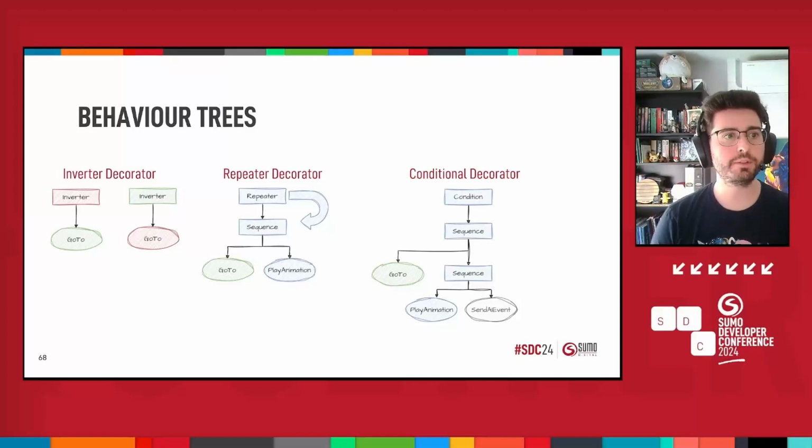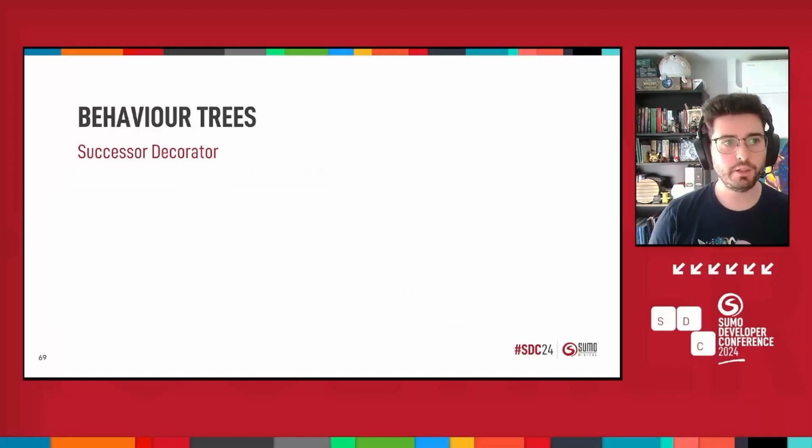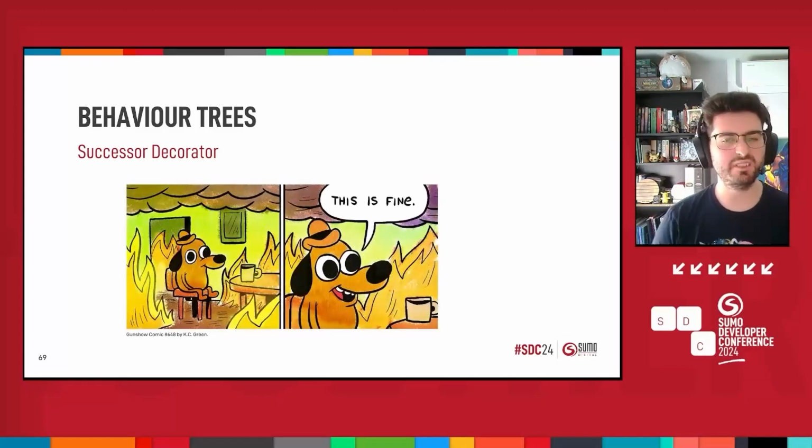A few examples of this, we have the inverter decorator. This just inverts the result status of its child node. So if it's success, it will return failure and vice versa. The repeater decorator will repeat the child node a predetermined amount of times. The conditional decorator will only run its child if a certain condition is true. And finally, the success decorator, it will just return, it's fine. It always returns success, don't worry about it.